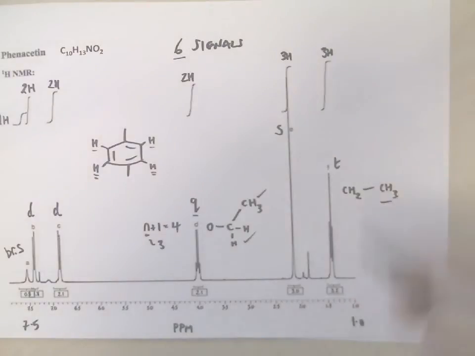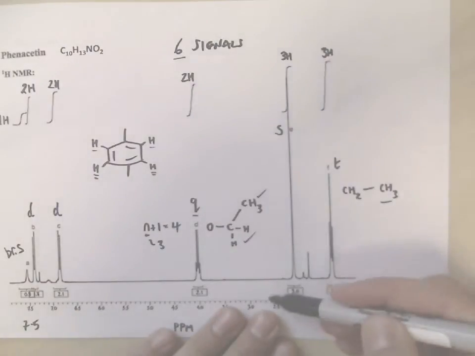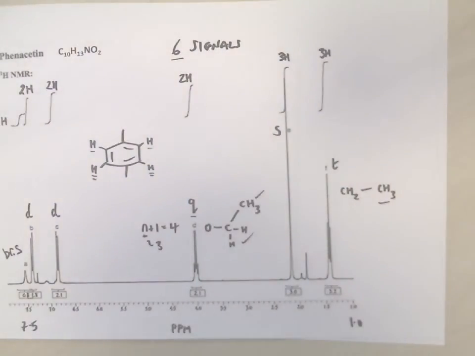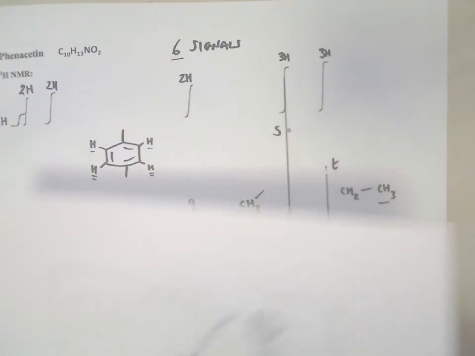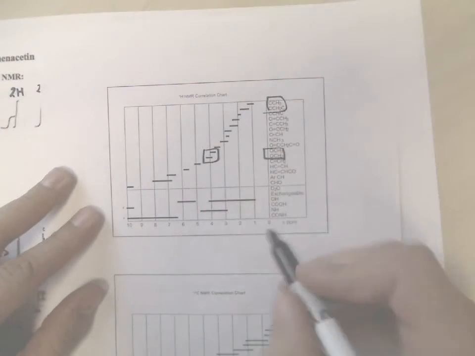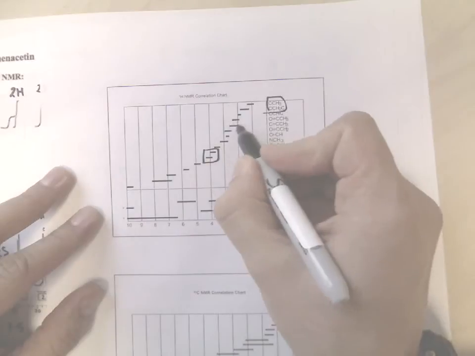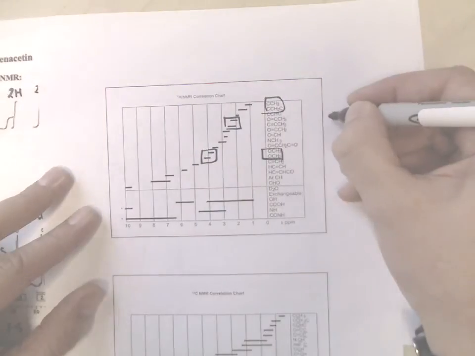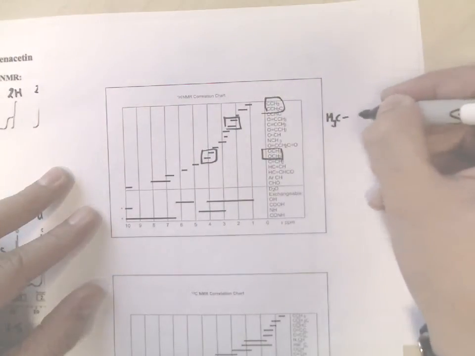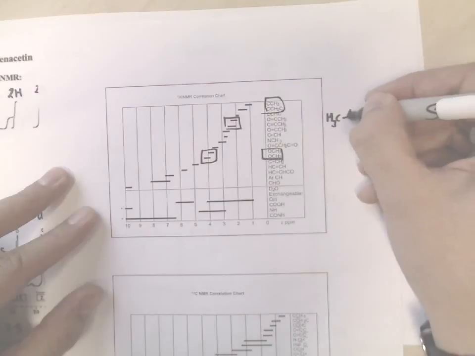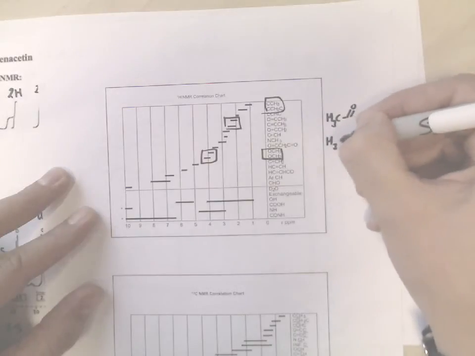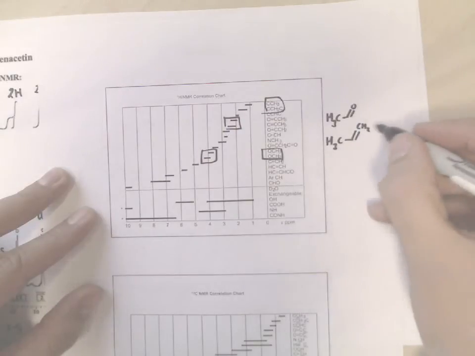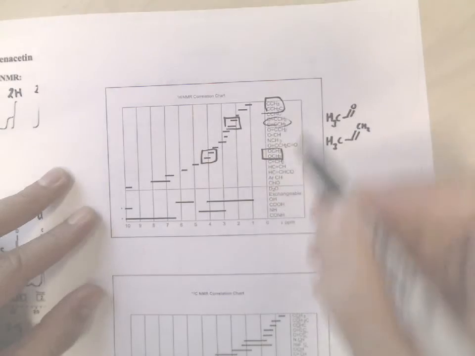That now leaves us with this big singlet at 2 ppm and this broad singlet up at 7.5. Well, again, going back to the correlation chart, you can see at 2 ppm we're left with functional groups which have methyl groups attached directly to either a carbonyl or a carbon. So it's these two groups here.